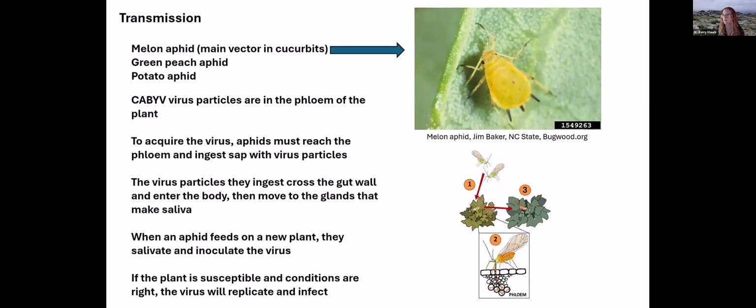Once they take the virus into their body along with that plant sap, it can move through their gut wall and enter their salivary glands, where it can sit and wait for the insect to feed on another plant. When the insect does that, it will inject saliva into that plant as part of the normal process of feeding. And if the conditions are right, the virus will infect that plant, replicate, spread, and potentially cause disease.